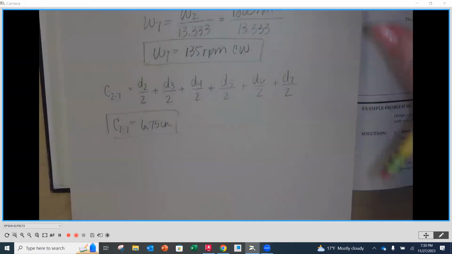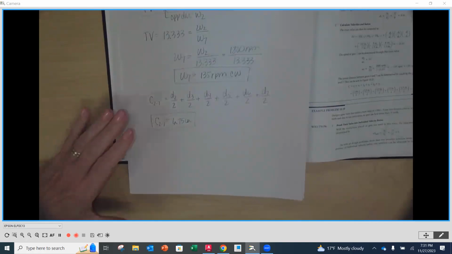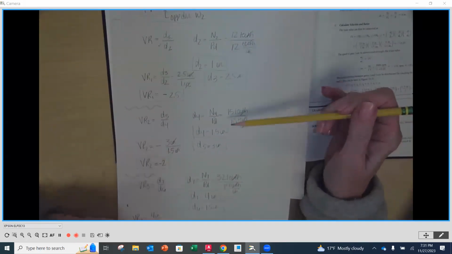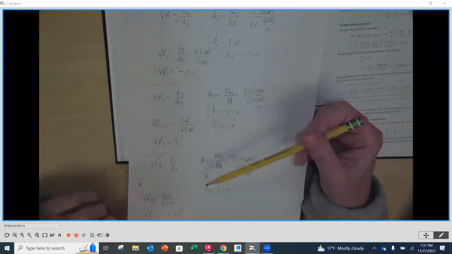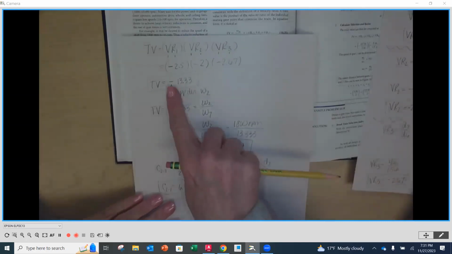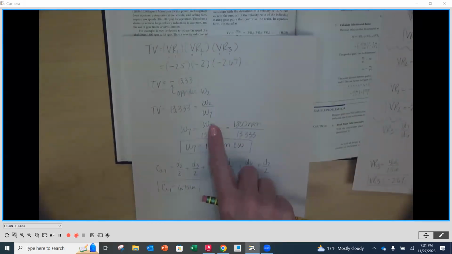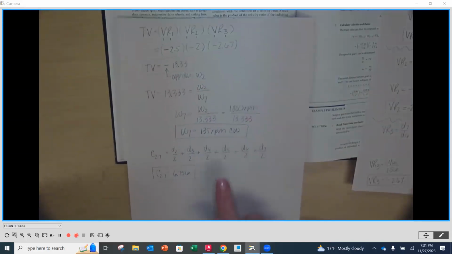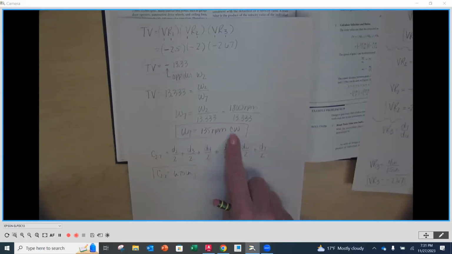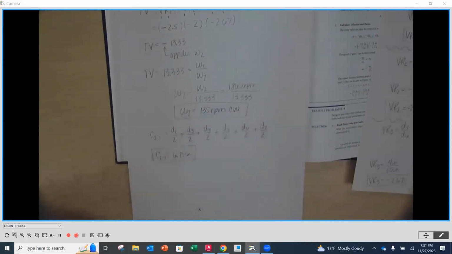Any questions about that? So we went ahead and calculated what the diameters were for each one if they weren't given with the information that we've got. We did the velocity ratios for each one, calculated the overall train value, and used that to find out how fast W7 was going as W2 was going 1800 RPMs, determined that to be the 135 RPMs clockwise. And then our center distance was simply taking each one of those diameters, dividing them by 2 to get the center distance from that first gear to the last one. So pretty straightforward. Any questions on that?